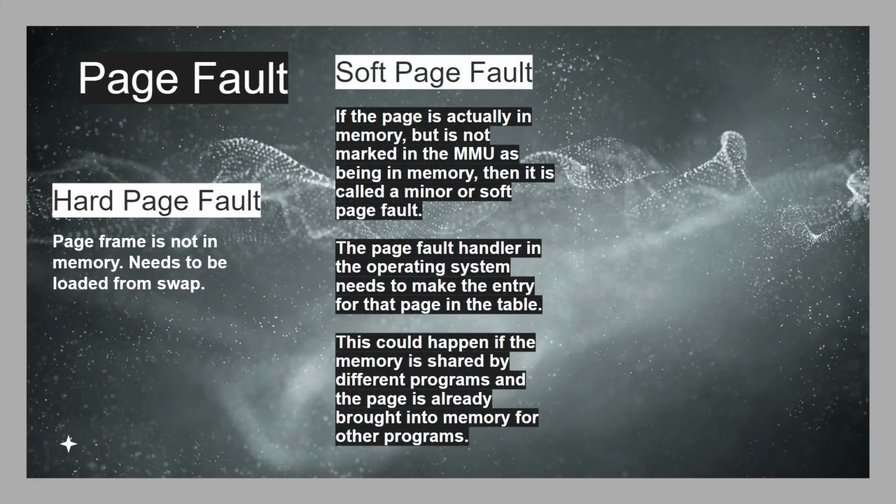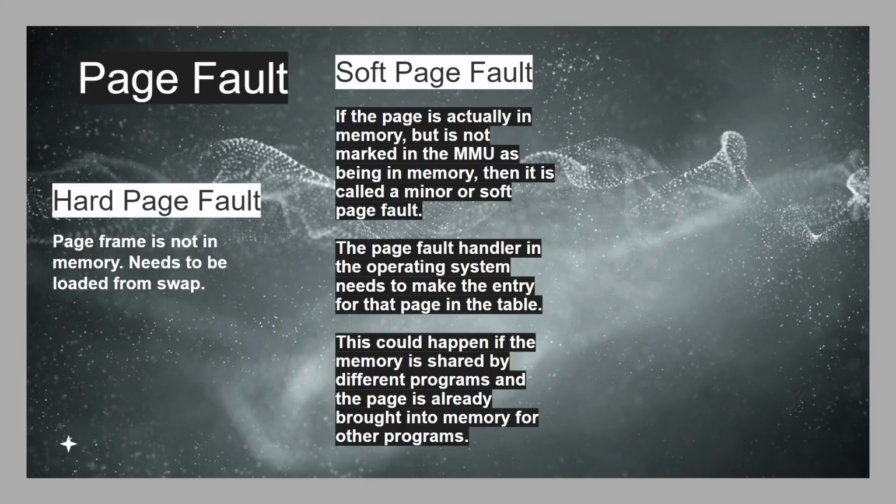Now, a soft page fault is if the page is actually in memory but not marked in the MMU as being in memory. So it is there, but the MMU doesn't know about it. Not that it's actually on disk, it's actually in memory. And this is called a soft or a minor page fault. And in this case, the MMU will just be reprogrammed by the OS to make sure that the actual page can be found. Now, why might this happen?